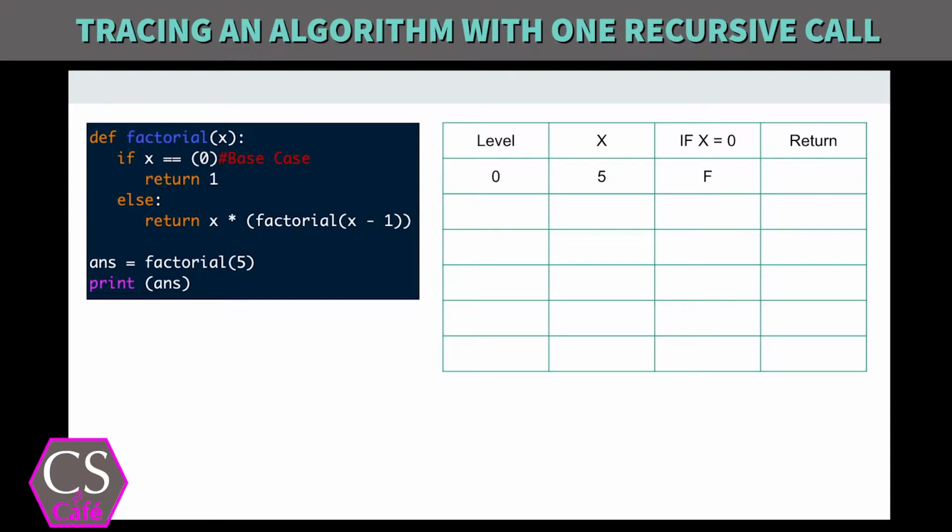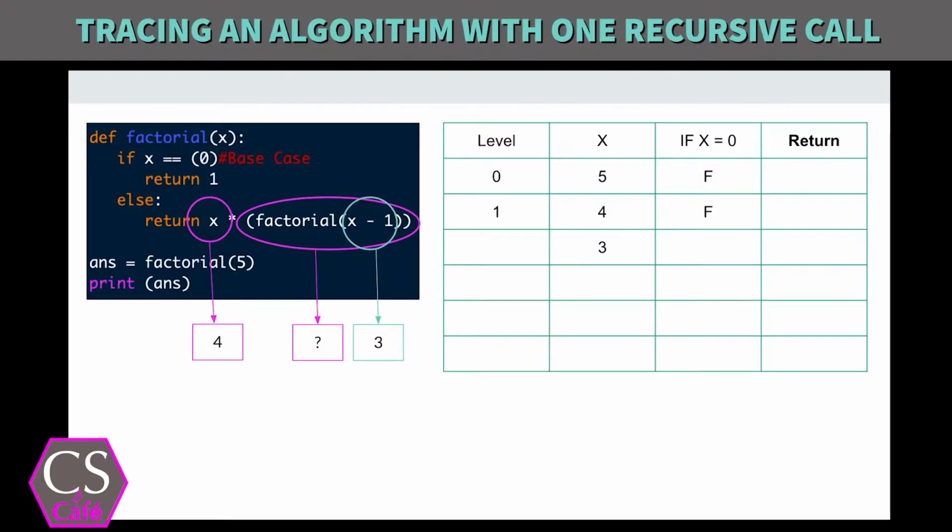We then look at the if statement, and does x equal 0? No, it doesn't, so that is false. Now we can't work out the return of the factorial 5 until we've worked out what factorial 4 is. But we do know that x minus 1 is 4, so we can place the 4 there. And then this will take us to level 1. Again, x does not equal 0, so we can put false in there. And then we can work out that x minus 1 is 3, so we can place 3 in the trace table, and this takes us to level 2.